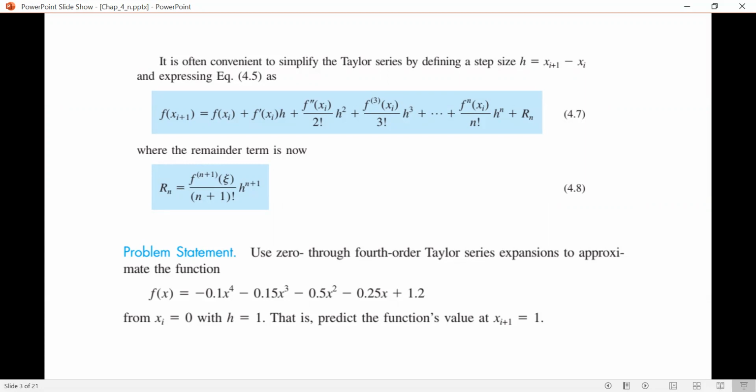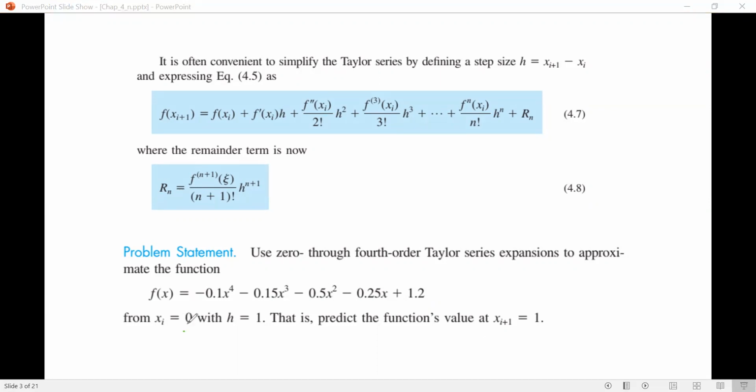For example, in this problem, you have to predict the function value at xi plus 1, which is equal to 1. That means this is the next point where you need to estimate the value of your function. Now, what will be our value given xi? Your xi is 0.